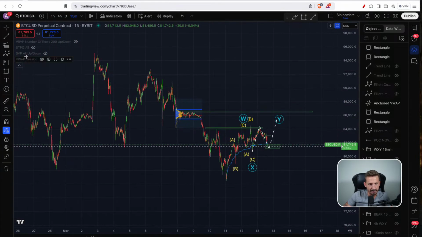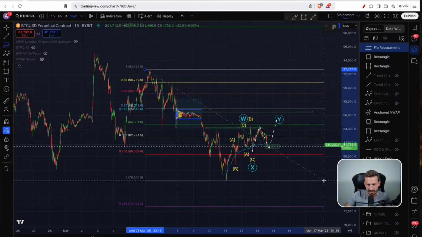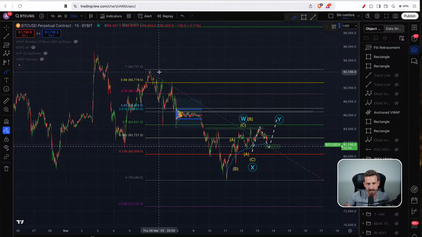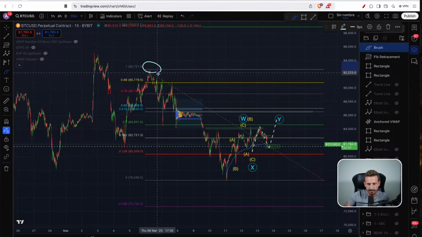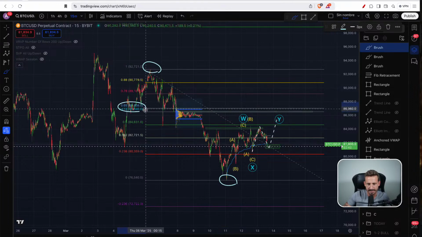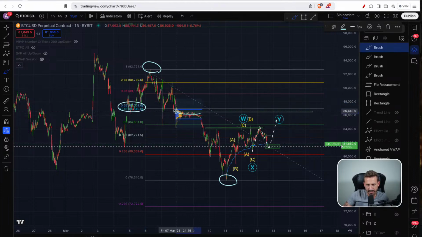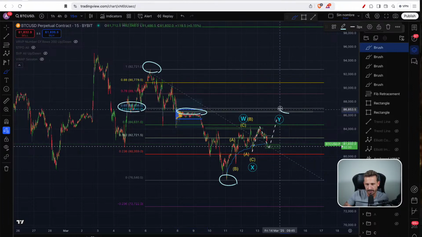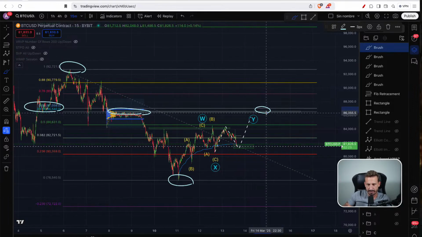Let me just double check here with Fibonacci from the pivot high here to the pivot low. There you have it. From the latest higher time frame pivot high to the low, you do have the golden pocket at 86,500, give or take 600, 700. And that is exactly where you have the highs of this consolidation. That is a classic zone to reject.